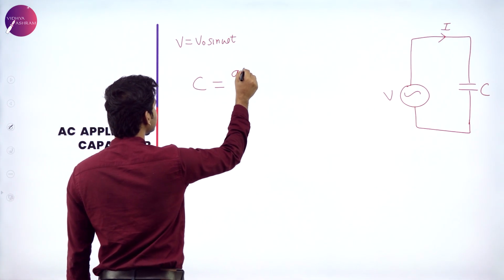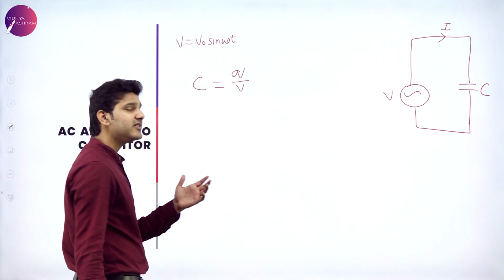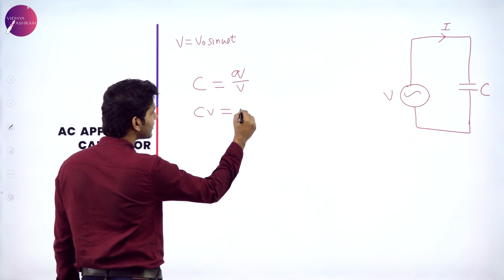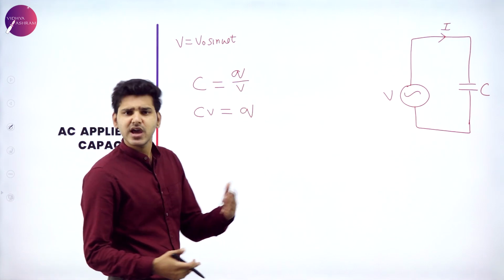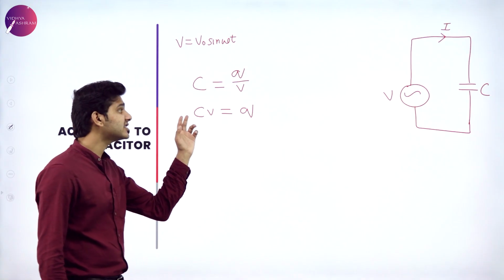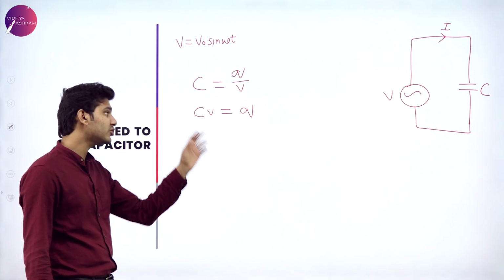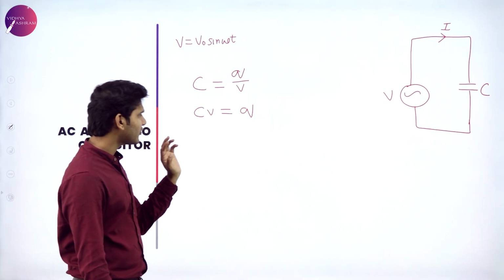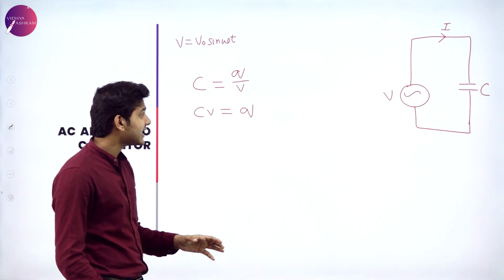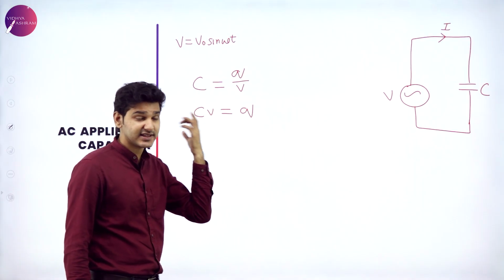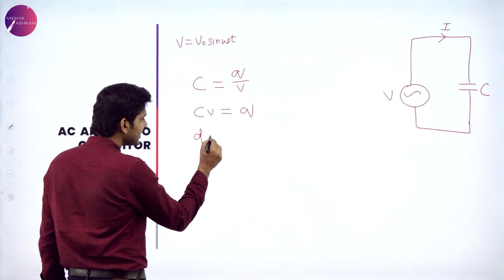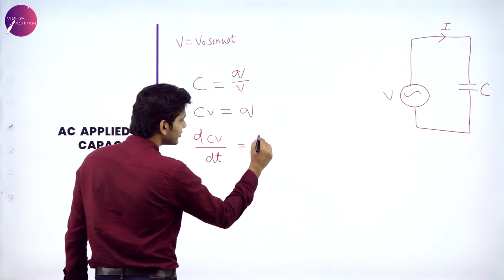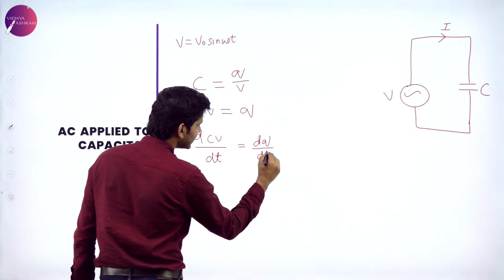C is equal to Q by V, or CV is equal to Q. We have already learned in the previous chapters that capacitance and charge are related through voltage: voltage times capacitance is equal to the charge. So if I take the derivative on both sides, I get d(CV) divided by dt is equal to dq divided by dt.